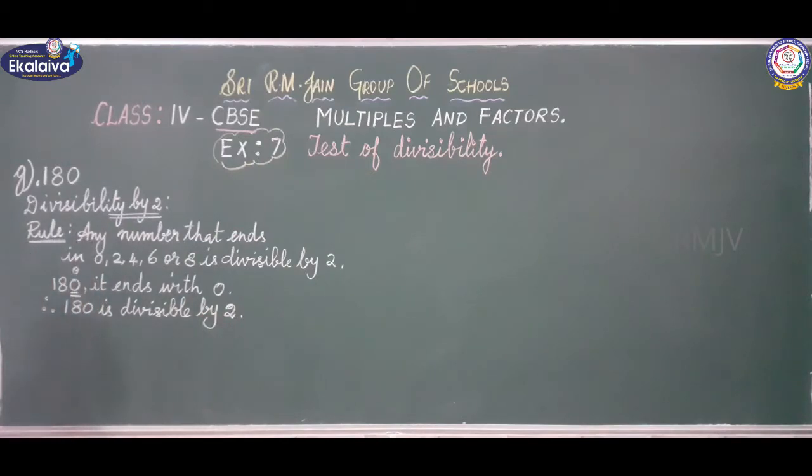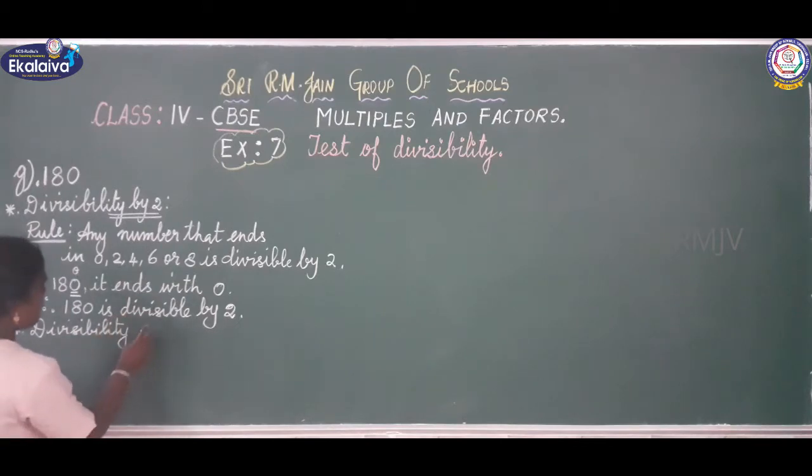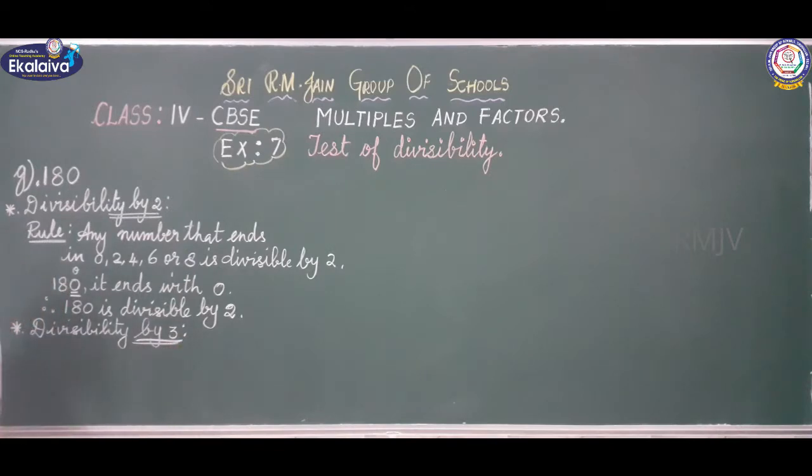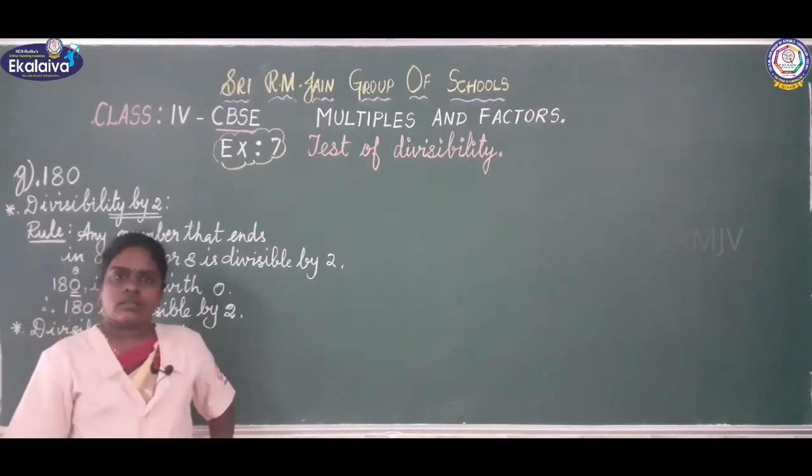You have to explain why it is divisible. Here I have explained in a line. 180, it ends with 0. Therefore, it is divisible by 2. Now, let us check for the rule 3. Divisibility by 3. What is the rule, children, to check the divisibility of 3?